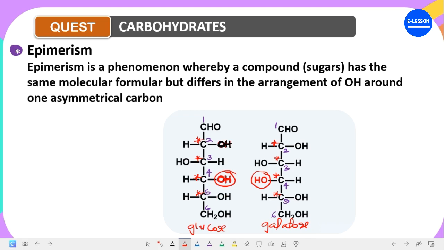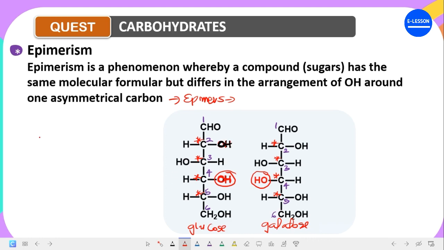So when there is a difference in position at just one of the asymmetrical carbons, we say that phenomenon is known as epimerism, and the two compounds are known as epimers. So when they ask what are epimers, you say epimers are compounds that are formed when sugars having the same molecular formula differ in the arrangement of the OH group around one asymmetrical carbon. So these two are epimers.